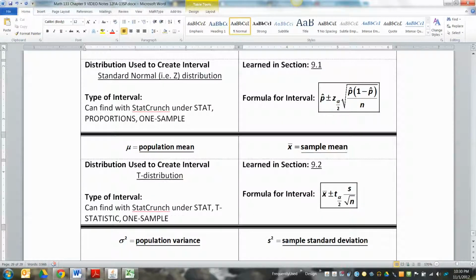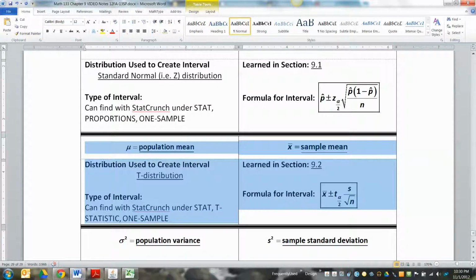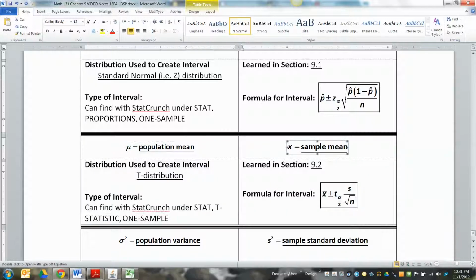Then we learned how to work with means, like the average salary for people at such and such company, or the average body temperature of so-and-so, or of all tigers on the planet, that kind of thing. So you don't get to know the average body temperature of all tigers. You get to take the average body temperature of a sample of tigers. That's using the t distribution, and we learned about that in section 9.2.